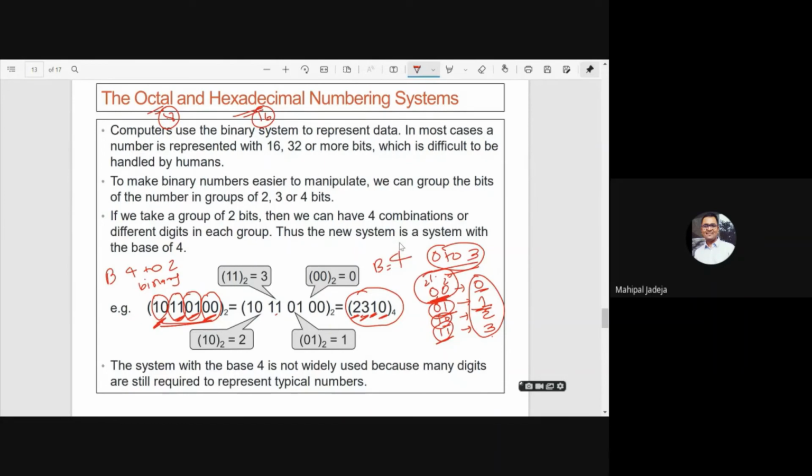You can verify these two numbers are equivalent. What you can do, you can convert this into base 10, you can convert this into base 10, and you will get the same answer, right? So now the question is why this works.